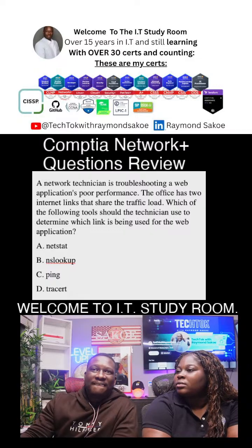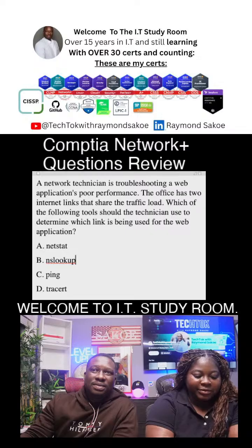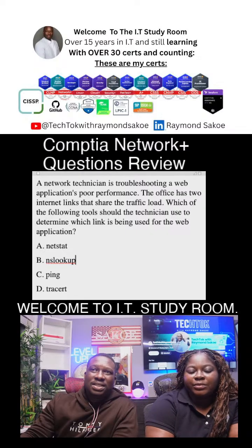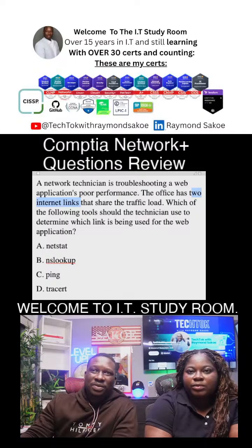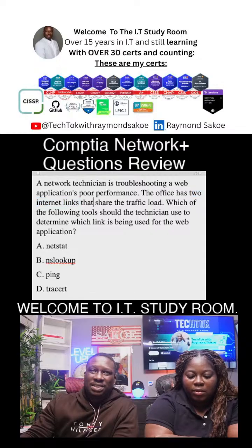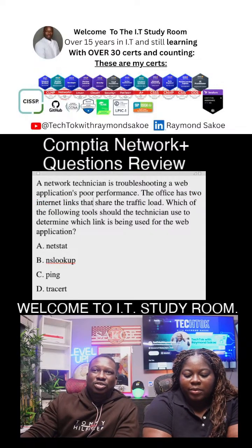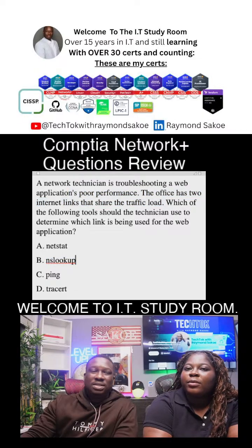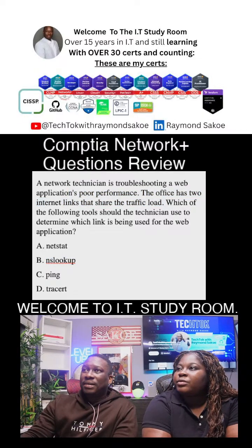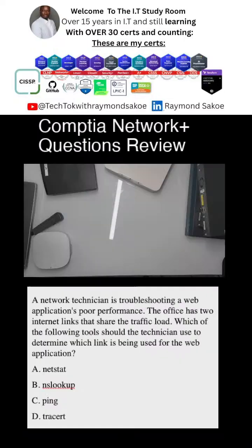So the question says the office has 2 internet links. Let me explain this before we answer the question. It says 2 internet links that share the traffic load. So let me switch this real quick.